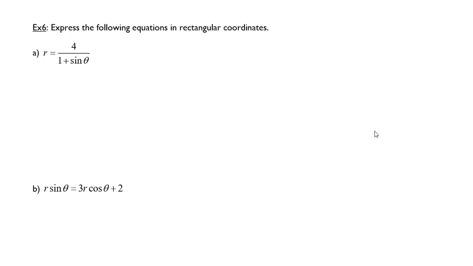Welcome back to video 5 on Introduction to Polar Coordinates. In this video, we are going to be going the other direction. Instead of going from rectangular to polar, we're going from polar coordinates to rectangular coordinates. So the first thing I'm going to do with r equals 4 over 1 plus sine theta is clear the fraction. I'll do that by multiplying both sides by 1 plus sine theta.